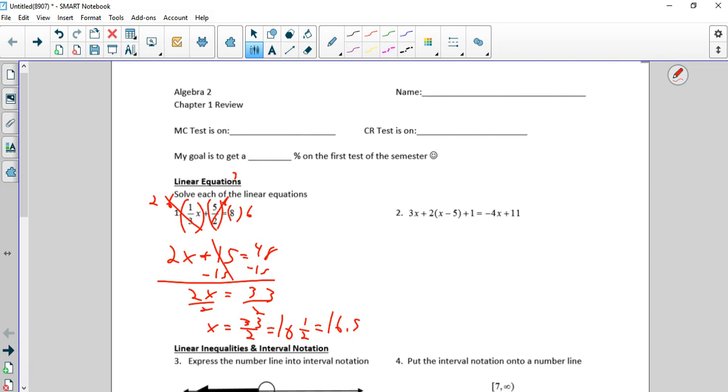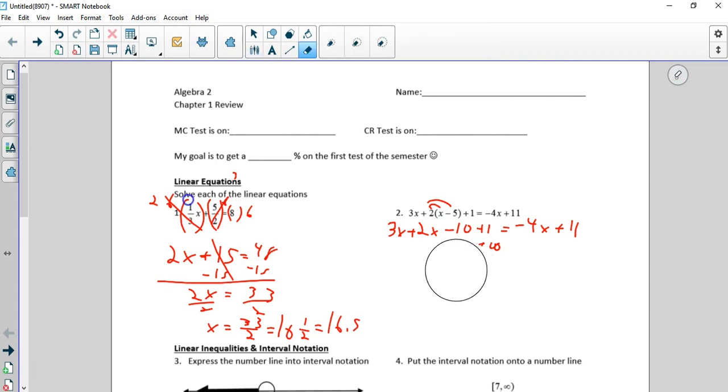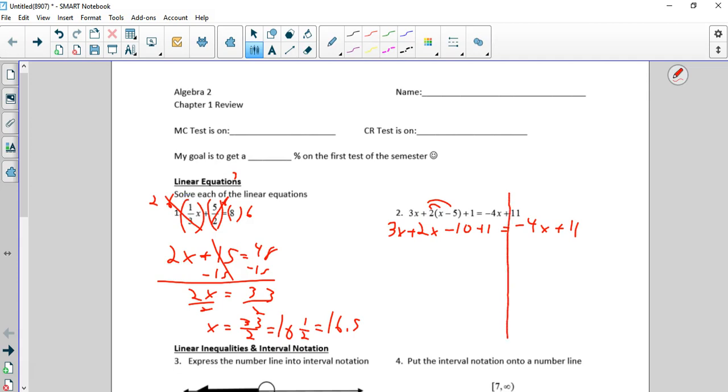Number 2, best thing here to do is to distribute first. A little reminder. I end up with 3x plus 2x minus 10 plus 1 equals negative 4x plus 11. Now, sometimes I'll see this error where somebody goes, oh, I need to get rid of the 10, and then you add 10, something like that. If you have a habit of doing that, then you should go with the idea of putting a line down the equal sign. So whenever you do something, you always do it to one side, then the other. But before you even do any moving, you should always join like terms.